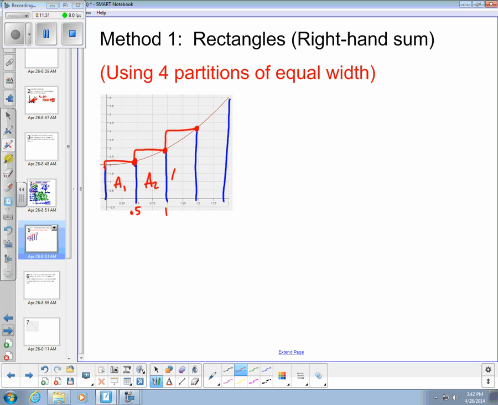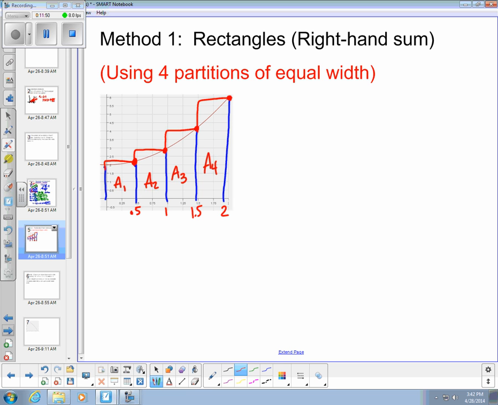On the area of the third rectangle, I'm going to be using 1.5 or 3/2. And then on the fourth rectangle, I'm going to be using 2. I'm going to find f of 2 to use for my length.